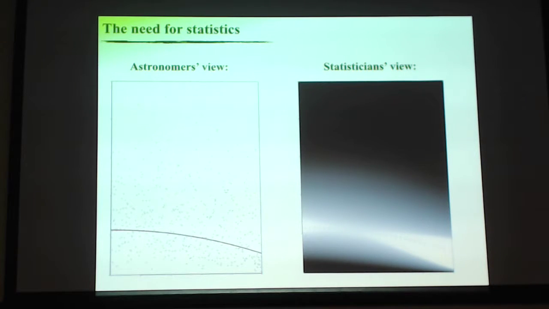Statisticians have a somewhat different view. When you give a data set to a statistician, he or she will at once look at the probability structure of it, how the randomness is present in this data.